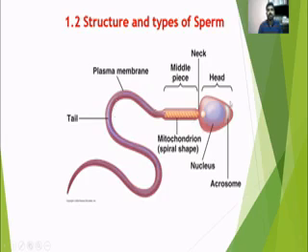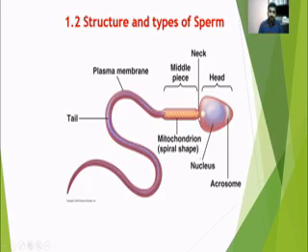Inside this head, a very prominent nucleus is present. On the top of this nucleus, the acrosome is present. This acrosome has an enzyme which lyses or breaks down the wall of the egg during the fertilization process. Then inside the nucleus there is DNA, and just beneath the nucleus you can observe one tiny white body, and it is nothing but the proximal centriole.